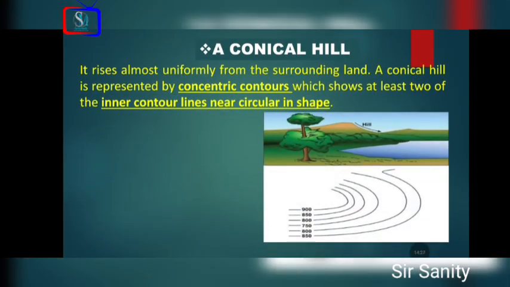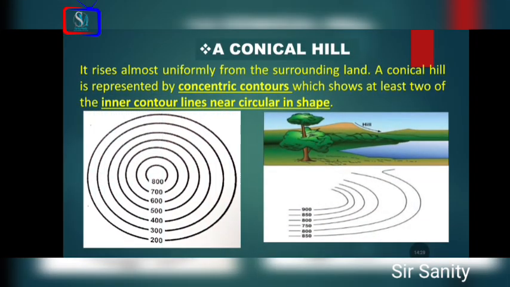Conical hill. The feature appears like the form of a circle. That feature appears like the form of what? Concentric contours, like a circular form. At least you will see two of the inner contour lines near circular in shape.